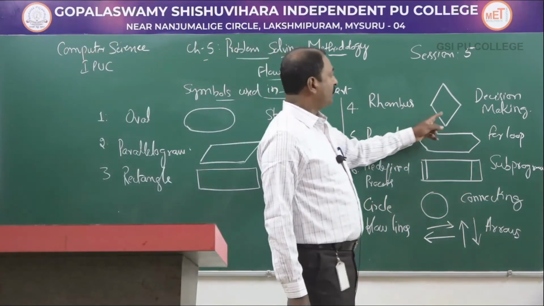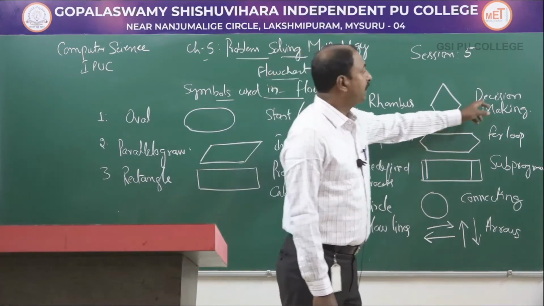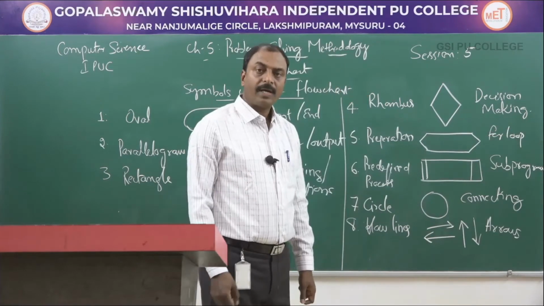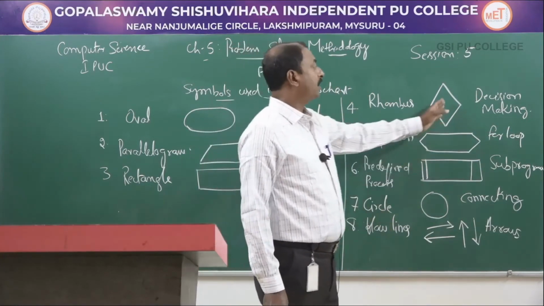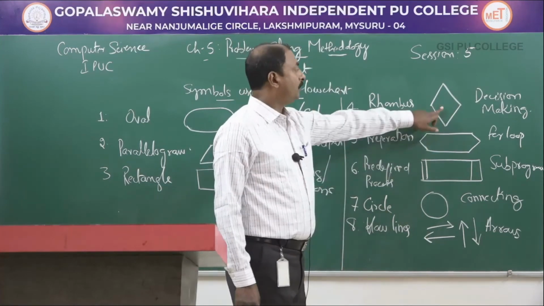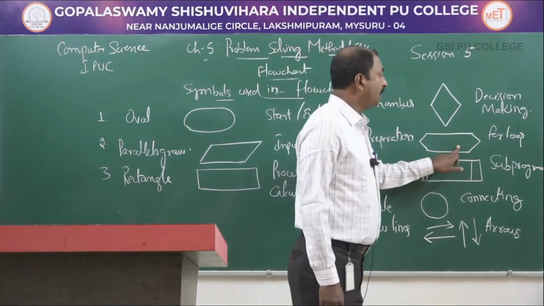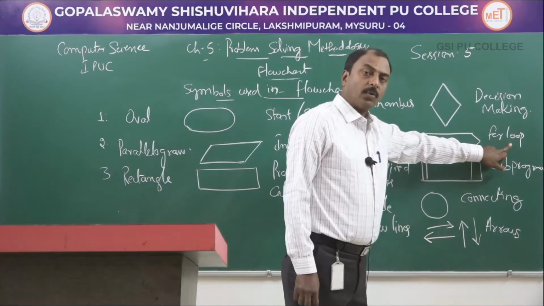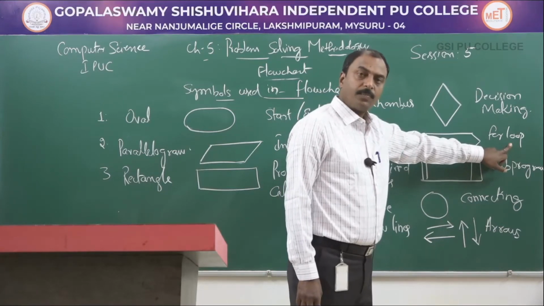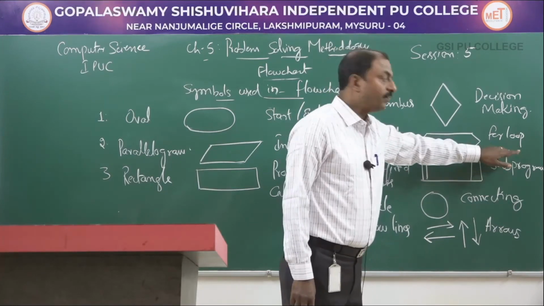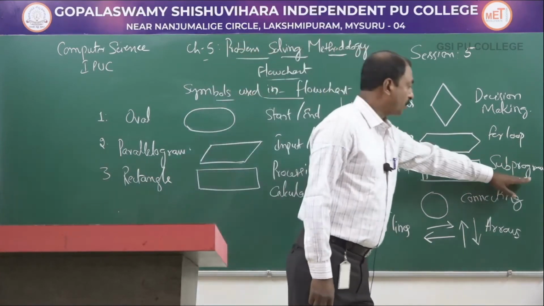And this is a rhombus. A rhombus is used in a program for decision making, where we may have to take a decision. Those decision statements are written as conditions within this rhombus. The next one is preparation. This symbol is nothing but a for loop, for repetition of statements in a program, algorithm or flowchart. And predefined process is nothing but a subprogram.